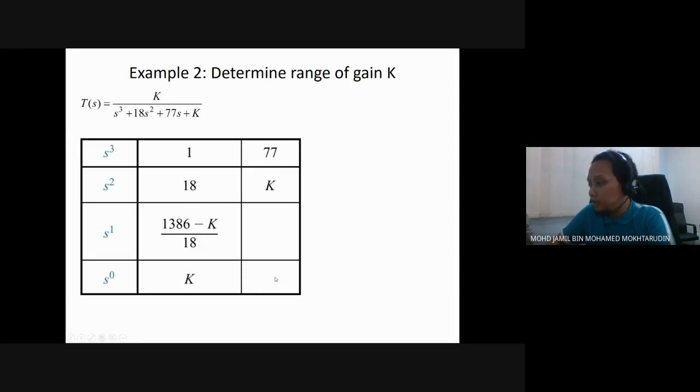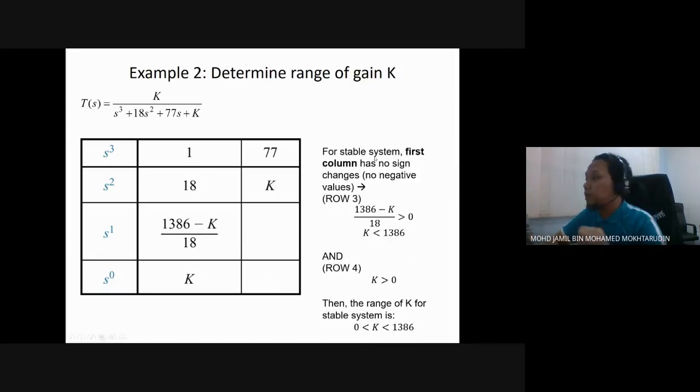Then here, you take 18, this value, 0, and 0, so you will get 0 here. So you get this column in terms of K, with K in S1 and S0. So how do we determine the range of K for a stable system? You know that for a stable system, the first column must have no sign changes.